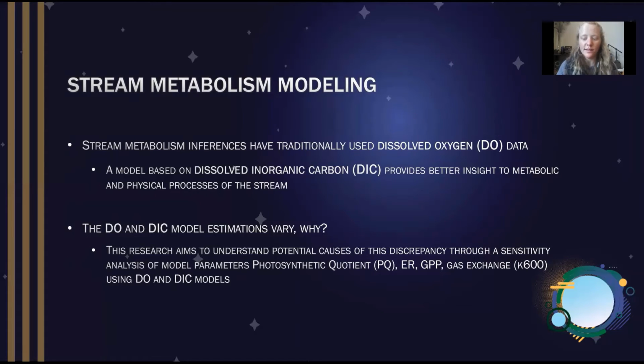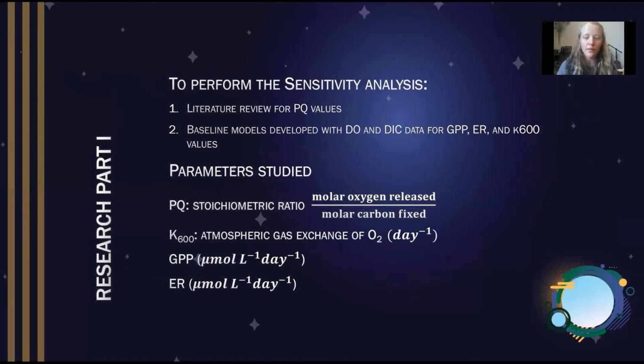We performed sensitivity analyses of model variables among two different models, one that infers from DO data and the other that infers from DIC data. The four variables tested include GPP, ER, K600, that is a calculated gas exchange, and the photosynthetic quotient, PQ, that is a stoichiometric control on oxygen released to carbon fixed.